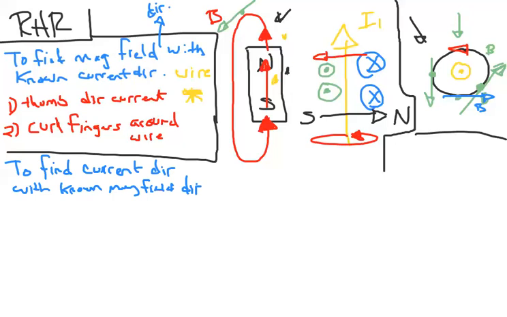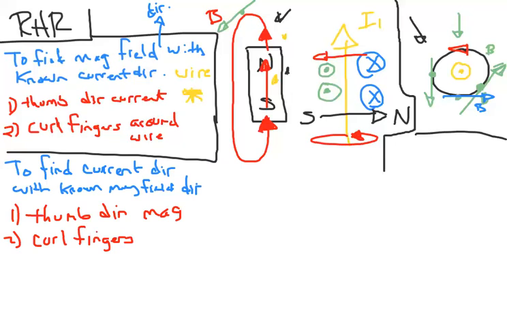Okay. So this works the same exact way. Like I said, they're almost the same thing. But here we're going to put the thumb direction in mag field direction. And like I said, I'll show you how to use this. And then our finger curl, we're going to curl our fingers, and that's going to be a current direction. Well, I'll show you. That's the right hand rule there, though.